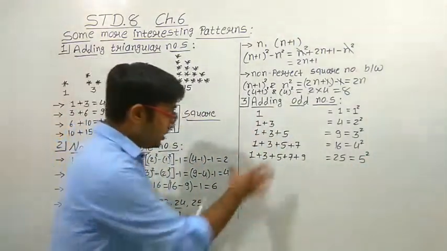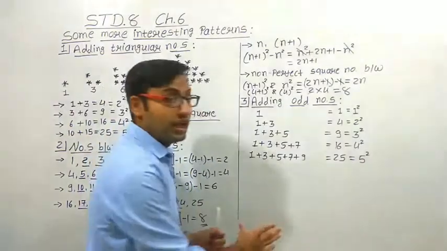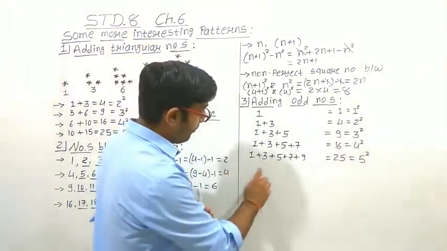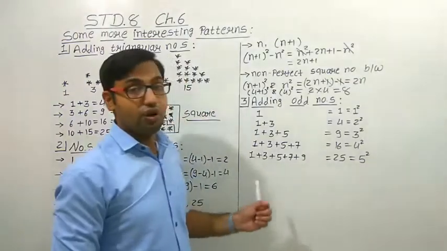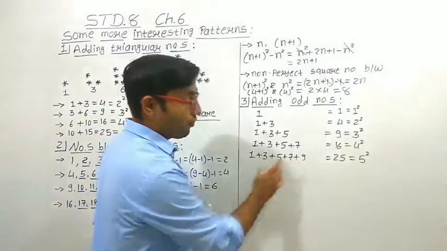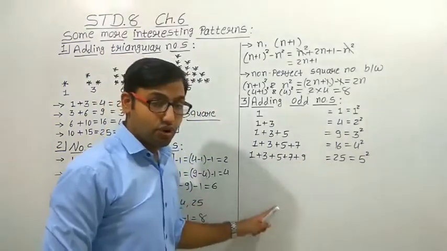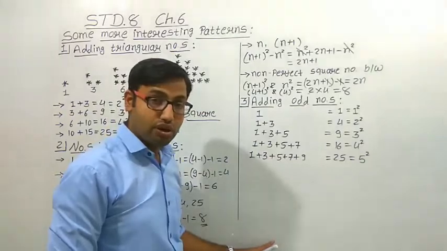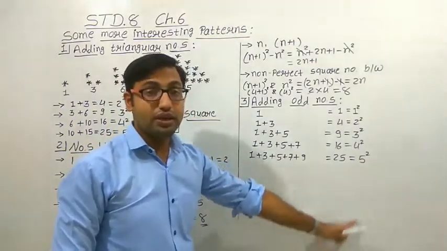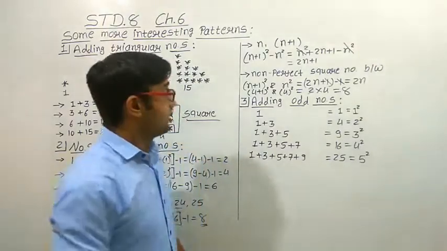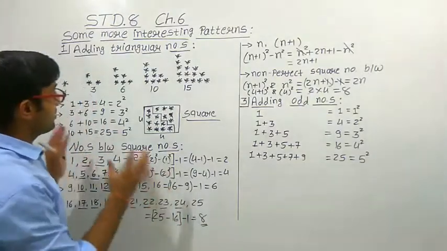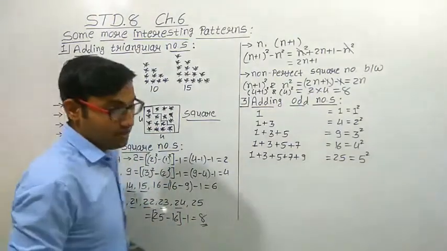Understand? So in this way you can now find out the addition of odd numbers. You can add whatever you want. But if you want to add more odd numbers, here we have added up to 5 odd numbers. You can add 6 odd numbers, 7 odd numbers, 8 odd numbers, and according to that number you get the perfect square number. Okay, so these are some of the interesting patterns which we have to study in this chapter.